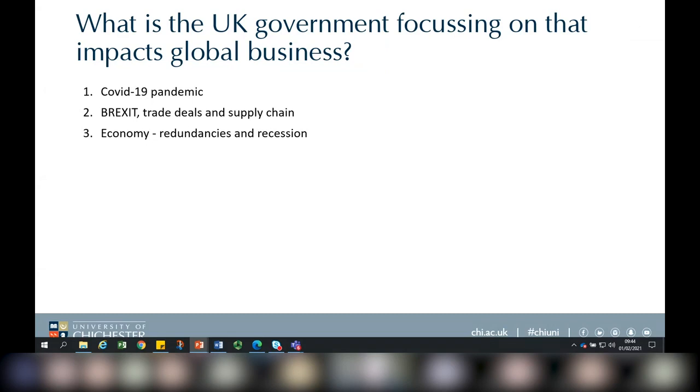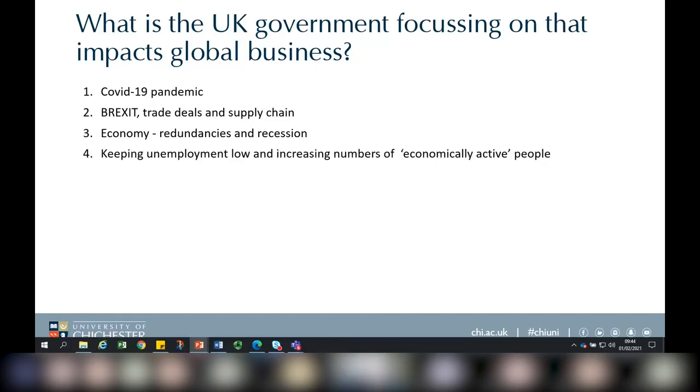So the government always wants to focus on keeping that money moving, so people are spending and people are in work. So keeping unemployment low and increasing the numbers of economically active, so people who can work being in work. So recently, over the last couple of years, we've seen quite a drive to get more people who are disabled or on benefits back into the workplace, rather than losing those skills gaps.